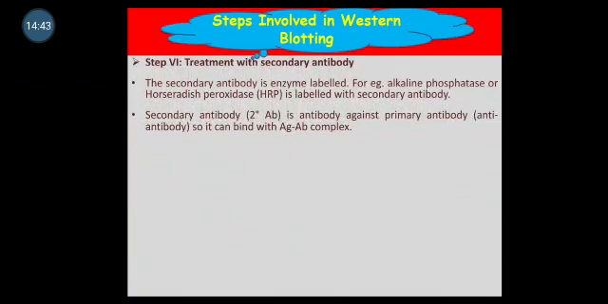The next step is treatment with secondary antibody. The secondary antibody is enzyme labeled. For example, alkaline phosphatase or horseradish peroxidase is labeled with the secondary antibody. The secondary antibody is an antibody against the primary antibody, that is, it is also called an anti-antibody. So it can bind with the AgAb complex.